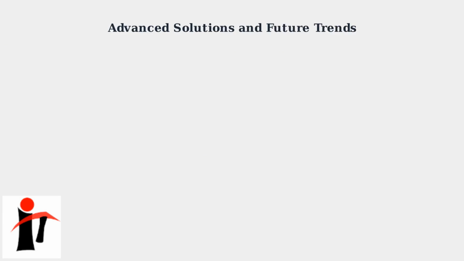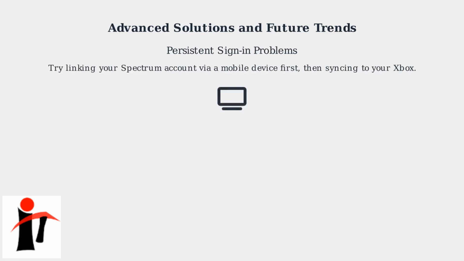If basic troubleshooting doesn't resolve your Spectrum TV app issues on Xbox One, let's explore some advanced solutions and consider future trends. For persistent sign-in problems, try linking your Spectrum account via a mobile device first, then syncing to your Xbox. This multi-device approach has proven effective for many users.